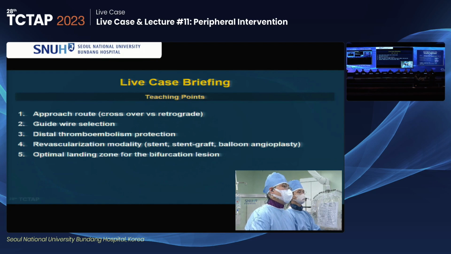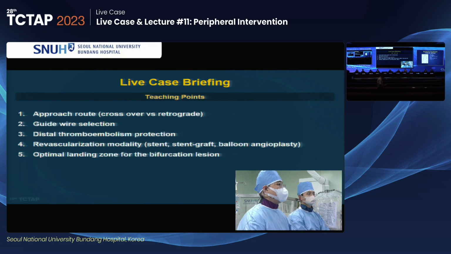Before we start, we'd like to discuss several things. First, we want to talk about the optimal approach route between crossover or retrograde. Next, which would be the best guide wire? Also, how can we protect the patient from distal thromboembolism? Which would be the best revascularization modality between stent graft and balloon angioplasty? And which would be the optimal landing zone for the bifurcation lesion? Thank you for your attention.